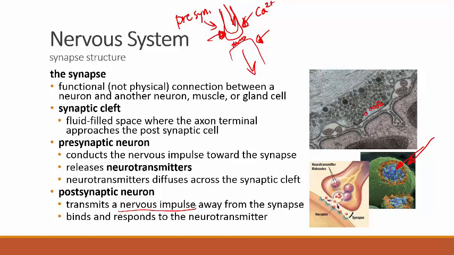So it's the job of the postsynaptic cell then to receive the neurotransmitter and to start a small local potential change, called a graded potential change, to occur on the postsynaptic neuron's cell membrane.